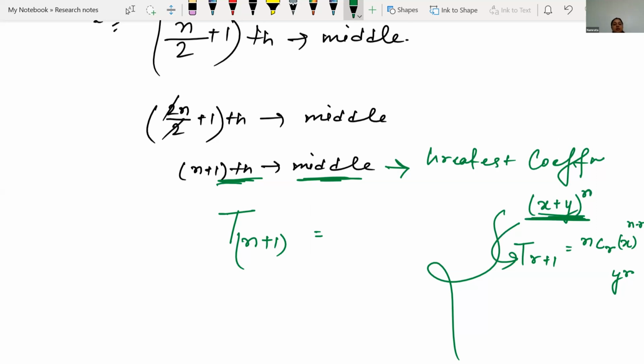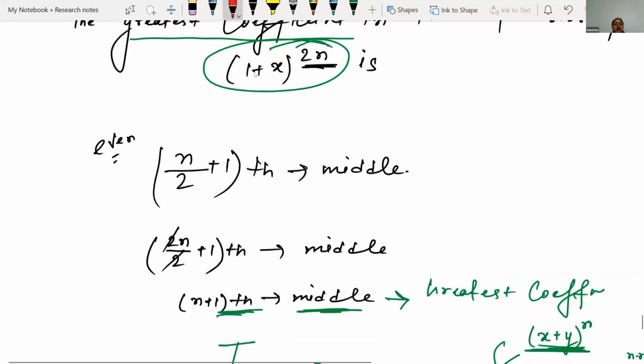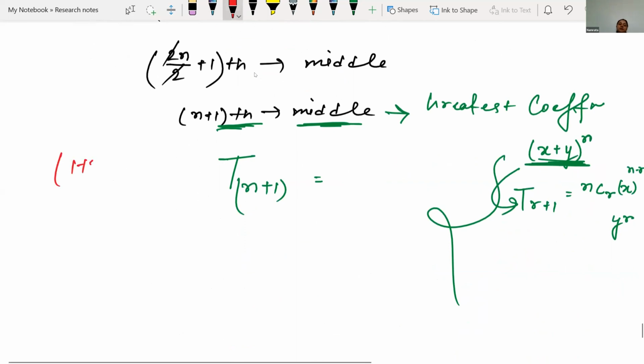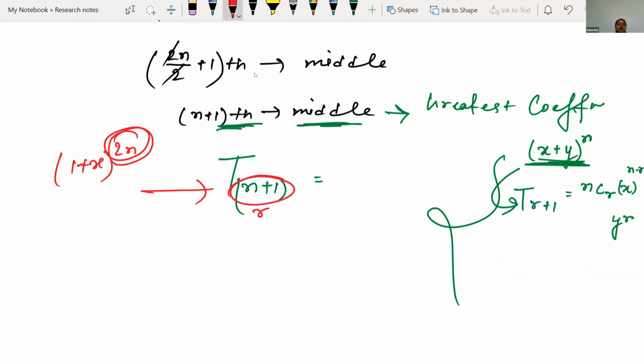Similarly, we are here doing the expansion of (1 + x)^2n, and the (n + 1)th term is what we have to find. That is the middle term, whose coefficient is the greatest one. So the (n + 1)th term will be nCr. This is not r, this is r plus 1. This is n. So let's use this formula.